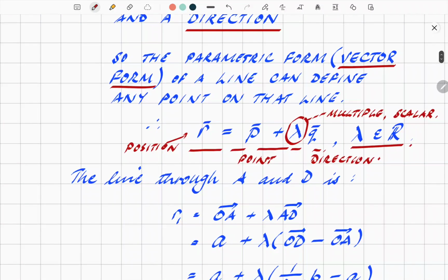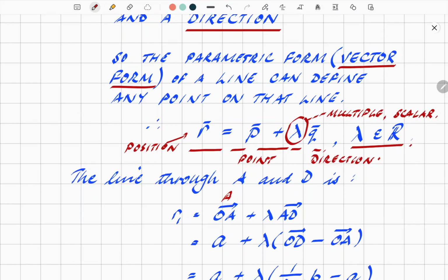Using what we've just talked about, the line through A and D is R1 equals OA. So we're going to A and then some proportion of AD.